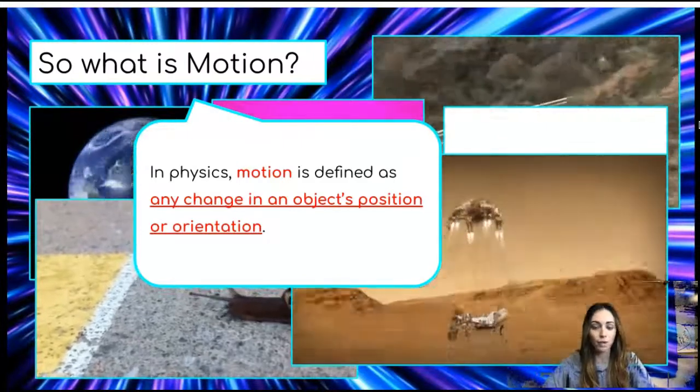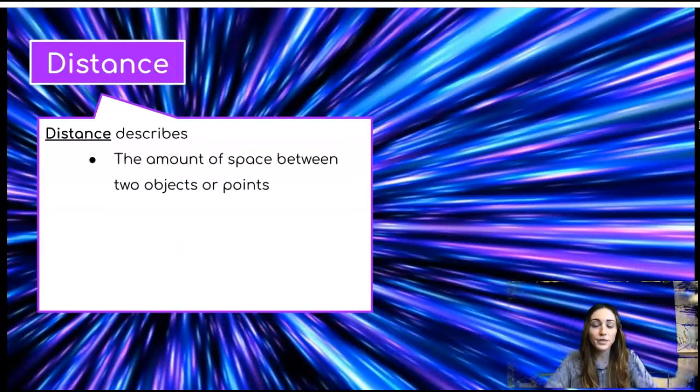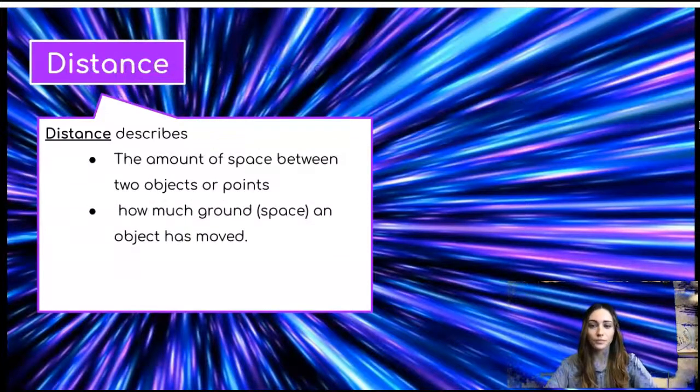These define motion. So now that we know what motion is, let's talk about a couple of terms that we're going to be using in order to describe and explain objects' motion. First, we have distance. Another word that we use often, but what do we really mean when we say distance? Pause the video again and see if you can come up with your own definition. So when we're talking in physics, distance describes the amount of space between two objects or two points, or how much ground or how much space an object has moved over the course of its motion.